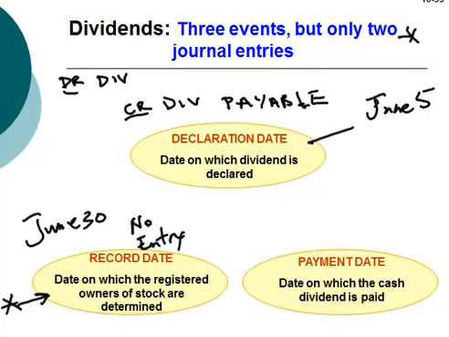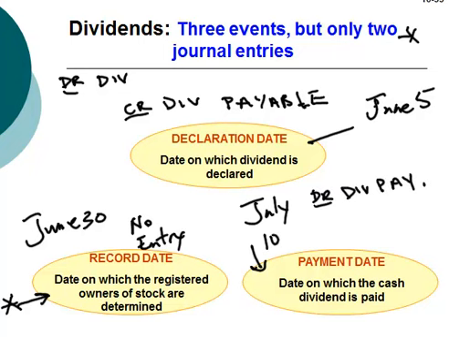There's no journal entry because the fundamental accounting equation is not changing. We're simply determining who is going to get the obligation that we established on the declaration date. Finally, the payment date might be, for example, July 10th. On this date, we will reduce the dividend payable and we will credit cash for the dividend actually paid.